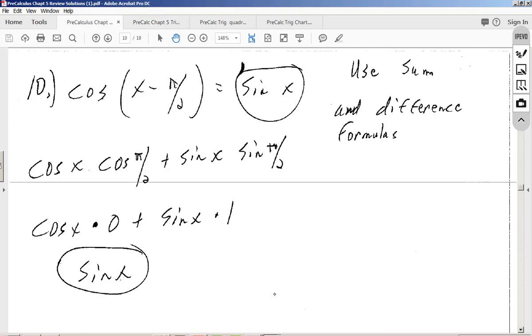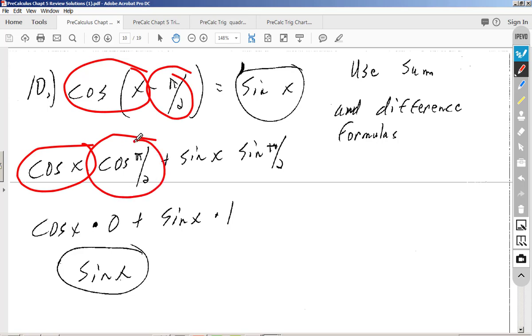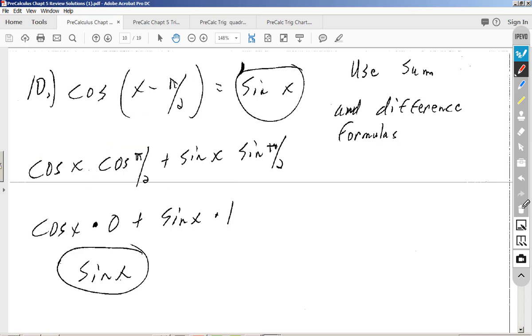So you'll notice we take the cosine of the first angle. That's cosine of x. And cosine of this angle, cosine of pi over 2. So just following your formula. Then notice this minus. If you look closely at your formula, that is a plus. Sine of the first angle times the sine of the second angle. So now that you've done that, cosine of x stays the same. So you've got to find the value of the cosine of pi over 2.